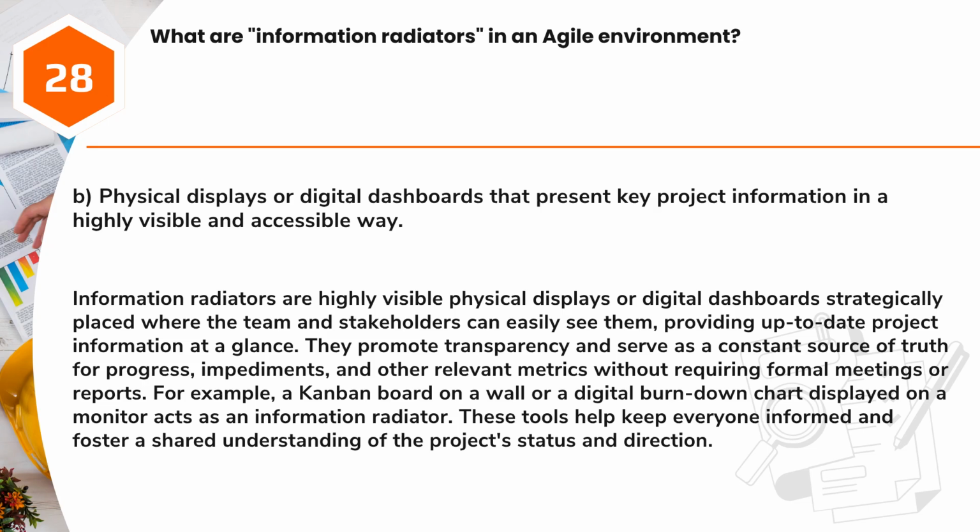Answer: B. Physical displays or digital dashboards that present key project information in a highly visible and accessible way. Information radiators are highly visible physical displays or digital dashboards strategically placed where the team and stakeholders can easily see them, providing up-to-date project information at a glance. They promote transparency and serve as a constant source of truth for progress, impediments, and other relevant metrics without requiring formal meetings or reports. For example, a Kanban board on a wall or a digital burn-down chart displayed on a monitor acts as an information radiator. These tools help keep everyone informed and foster a shared understanding of the project's status and direction.